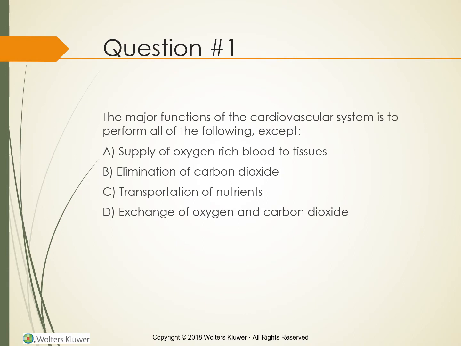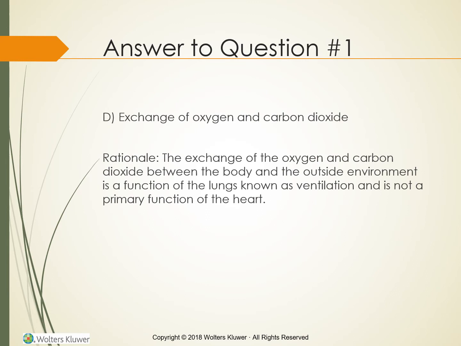Question. The major functions of the cardiovascular system are to perform all of the following except: supply of oxygen-rich blood to tissues, elimination of carbon dioxide, transportation of nutrients, and exchange of oxygen and carbon dioxide. The answer is exchange of oxygen and carbon dioxide. The rationale is the exchange of oxygen and carbon dioxide between the body and the outside environment is a function of the lungs known as ventilation and is not a primary function of the heart.